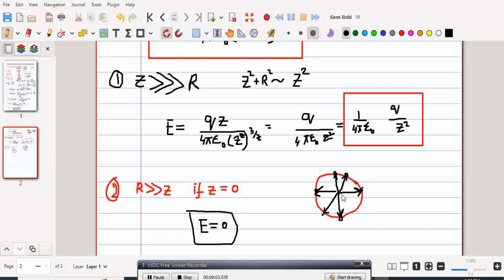So overall all the points on the ring opposite to each other will cancel, the fields will be cancelled out, and the total net field due to the whole ring of charges at the center will be 0, as we get by putting the value z equal to 0 in the expression. So this is physically validated. So this completes our discussion of the electric field due to line of charges.